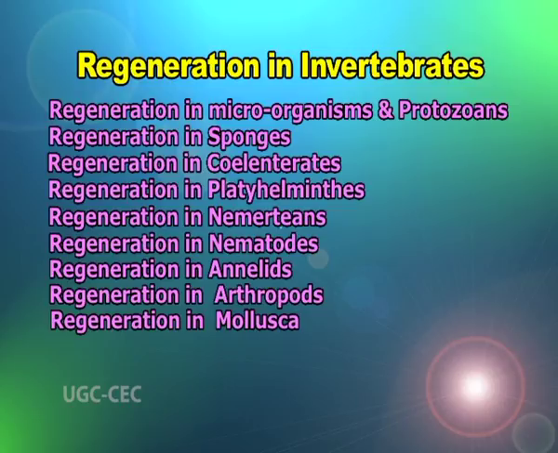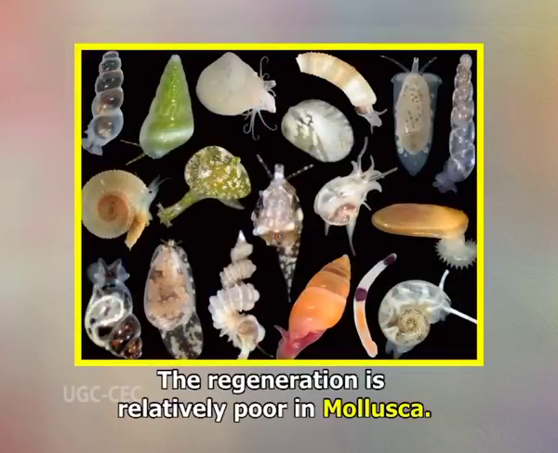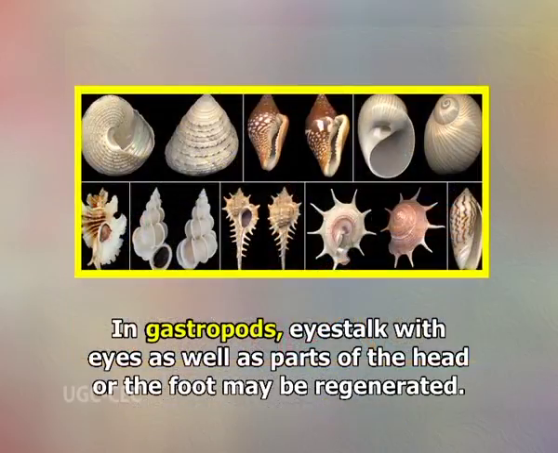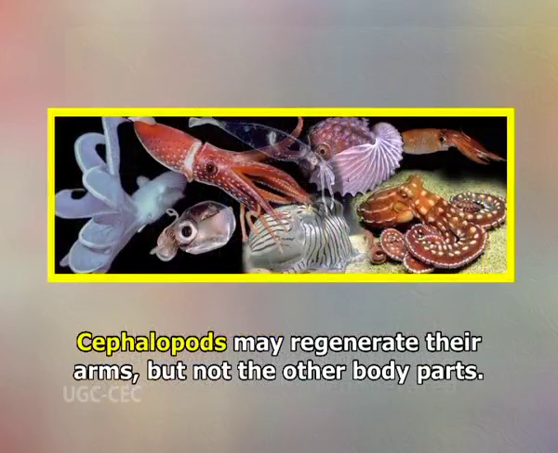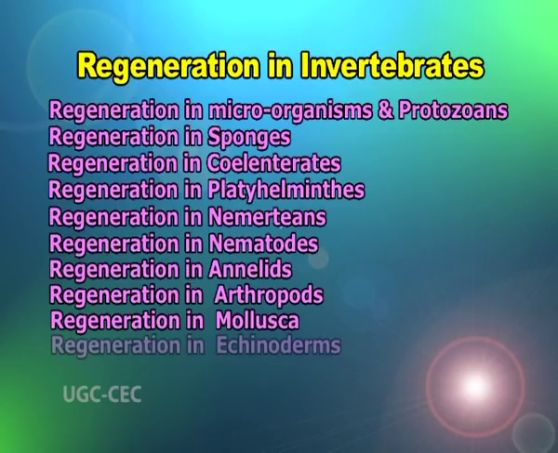Regeneration in mollusca. The regeneration is relatively poor in mollusca. In gastropods, eye stalk with eyes as well as parts of the head or the foot may be regenerated. Cephalopods may regenerate their arms, but not the other body parts.